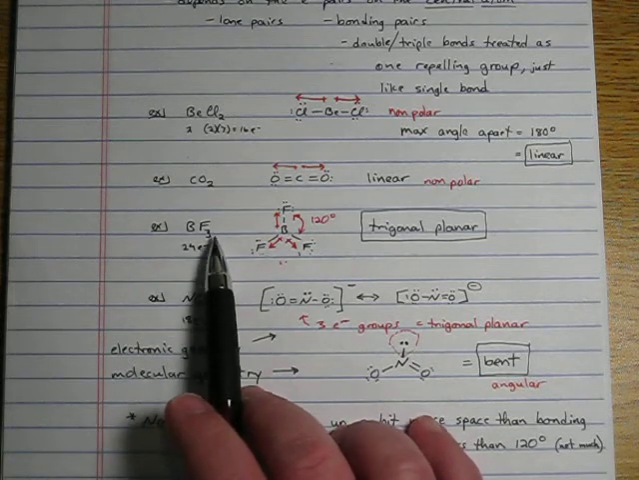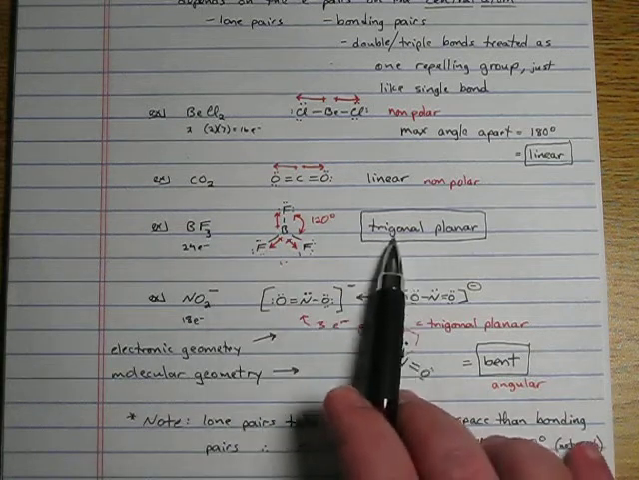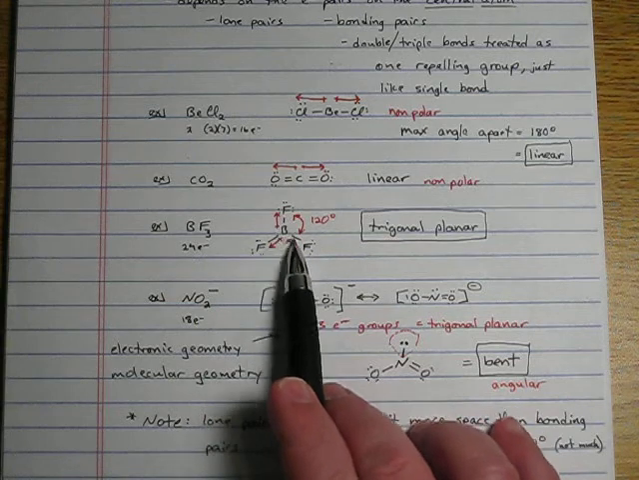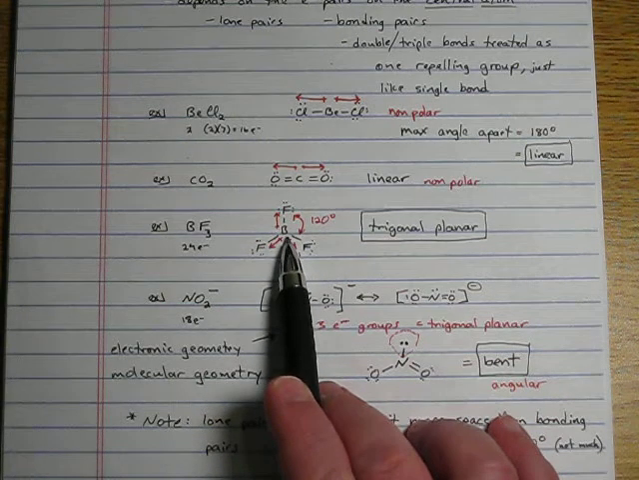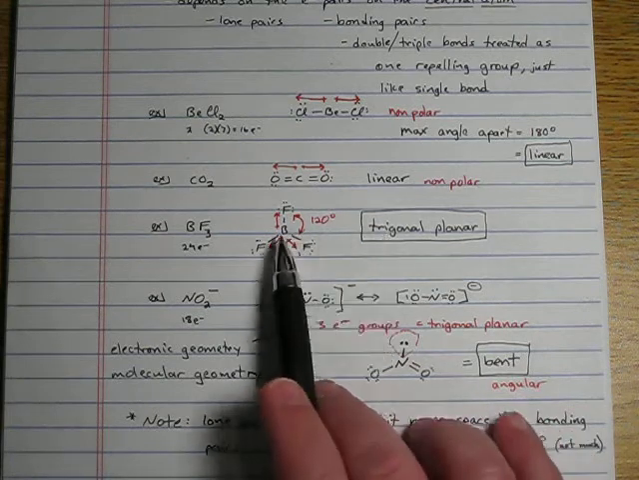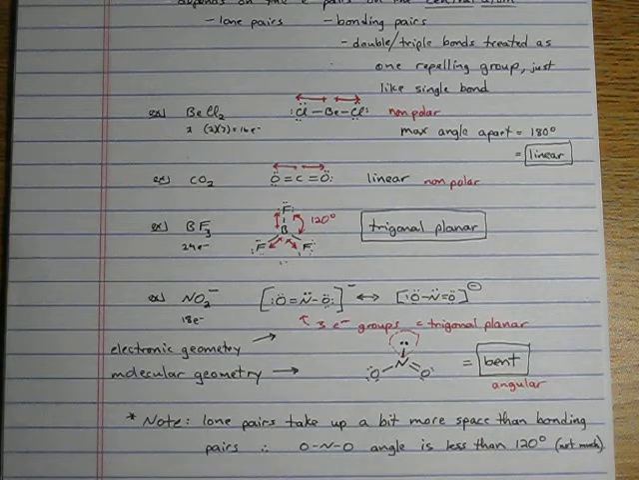Note, this is a boron with 3 fluorines, so all of our terminal atoms are the same. This is trigonal planar electronic geometry because there's no lone pairs on the boron. Since there's no lone pairs, the electronic geometry and the molecular geometry are the same, both trigonal planar. Therefore, it'll be a nonpolar molecule. They will cancel each other out.